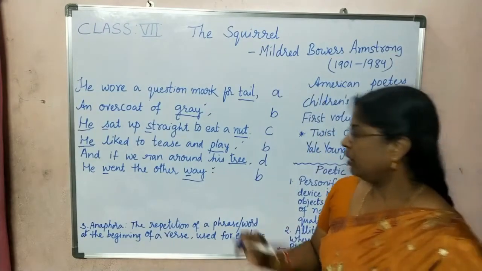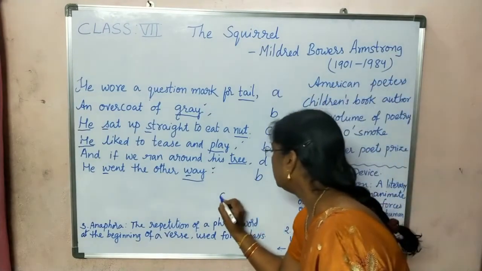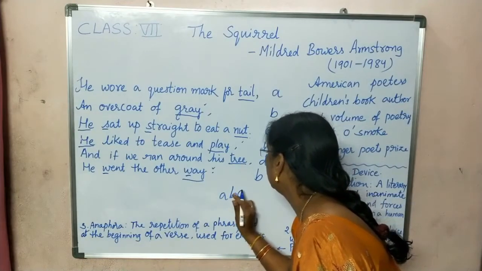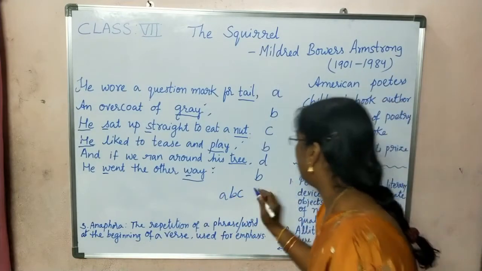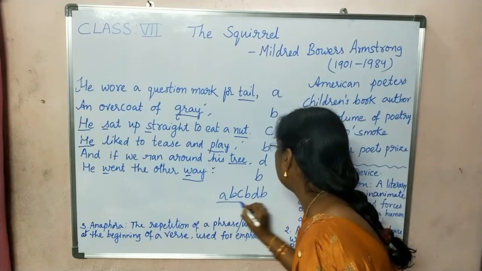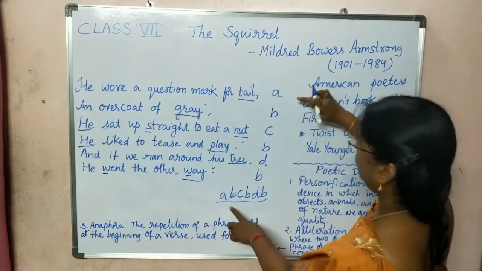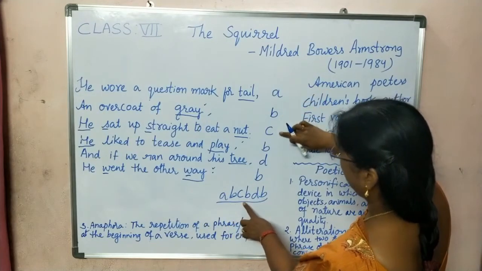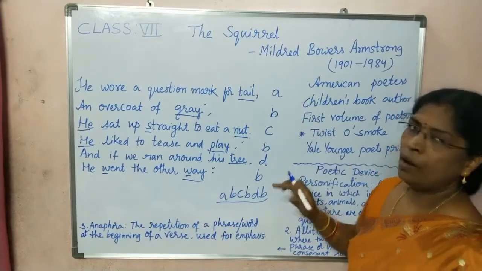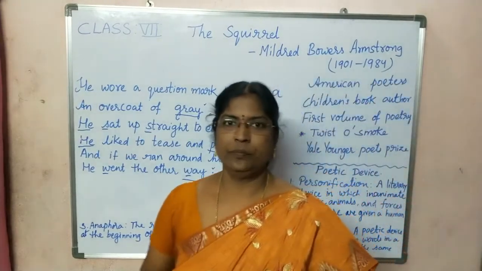So now the rhyme scheme is A, B, C, B, D, B. So this is the rhyme scheme of the poem. A, B, C, B, D, B. Is this clear, children? Thank you.